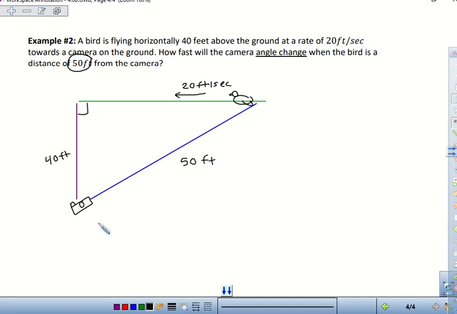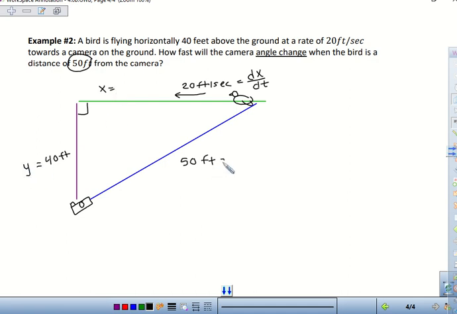Wait, how's that 50? That's 200 to the square root. It says 50 from the camera though. Because it's 400 and the square root of that's not 50. Where are you getting 400 from? This is not the side length. This is how fast the bird is going. This is the rate. So this right here is dx/dt. We don't know what x is yet. So maybe that makes more sense.